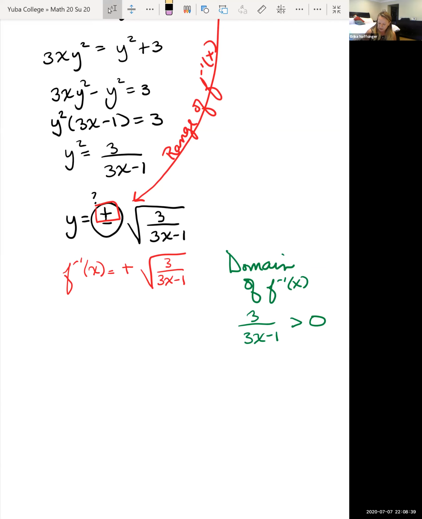And 3x minus 1. Actually, this can be greater than or equal to 0, but 3x minus 1 cannot equal 0. So let's solve for 3x minus 1 is equal to 0. If we add 1 to both sides and divide by 3, we get x by itself. So x can't be 1/3.